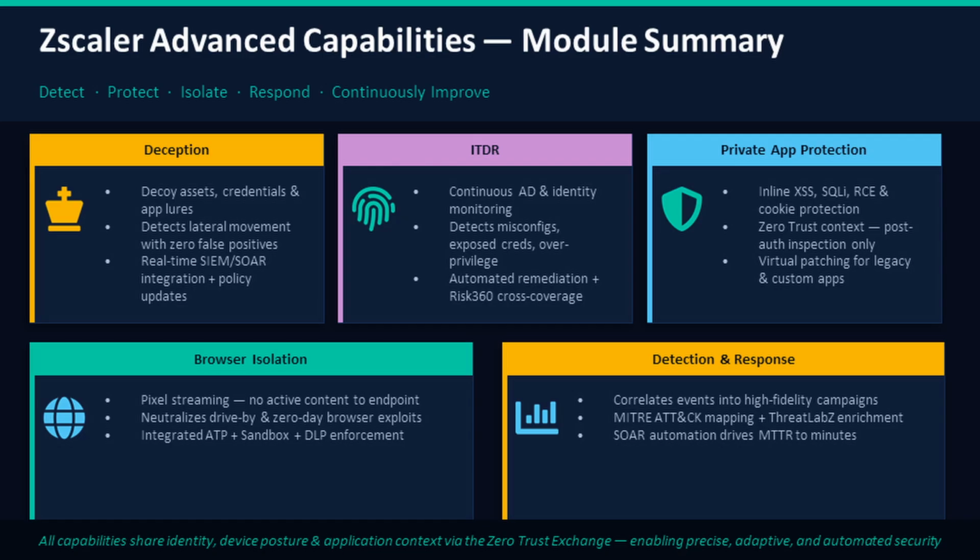All 5 capabilities share the same identity, device posture, and application context that runs across the Zero Trust Exchange. That unified context is what makes the platform greater than the sum of its parts, enabling precise, adaptive, and automated security for every user accessing every application from anywhere.